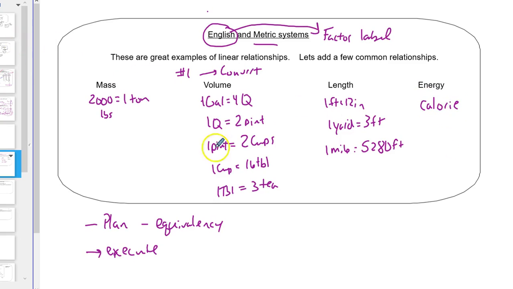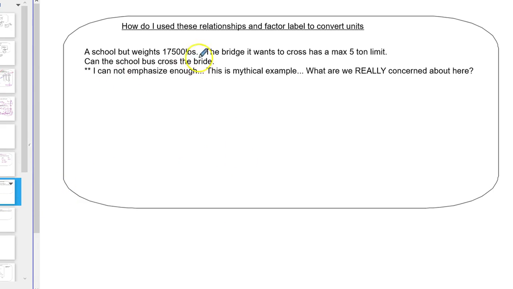Alright, let's use some of these and let's try some problems out. A school bus weighs 17,500 pounds. The bridge it wants to cross has a max of 5-ton limit. Can the school bus cross the bridge? I can't emphasize enough, this is just a mythical example. We really just want to look at the process here. We're not concerned about the answer.